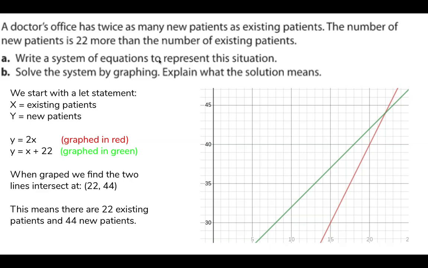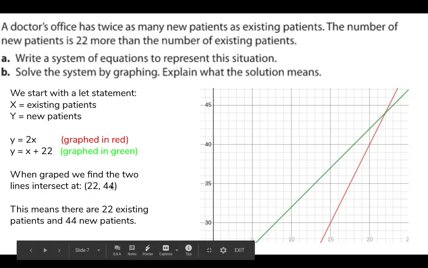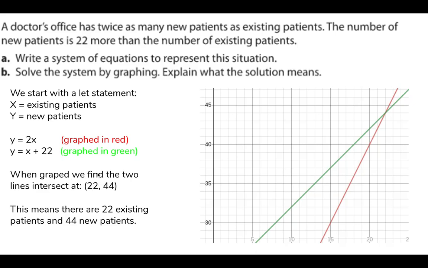Okay. So in this example, it's a doctor's office. They're talking about new patients and existing patients. And then they further compare that by saying that the new patients is 22 more than the existing patients. So we write out our equations, and when we graph those together, we find an intersecting point at 22, 44. But since we said that x was existing, that means that there are 22 existing patients, and y is the new patients of 44. So we were able to use graphing to solve this actual problem and figure out how many patients we were dealing with.